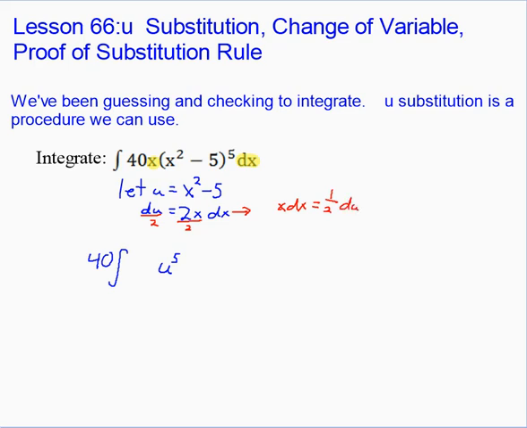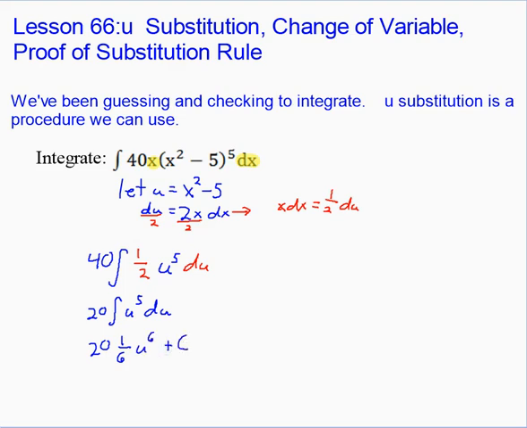And so now what I can do is I can take out this highlighted part, x dx, and I can put in 1/2 du. And I'm going to put them in kind of the correct places here. So moving forward, I can bring this 1/2 out, so I have a 20 times the integral of u to the fifth du. And now I can easily integrate this. So this is 20, and integrating u to the fifth is 1/6 u to the sixth plus c.